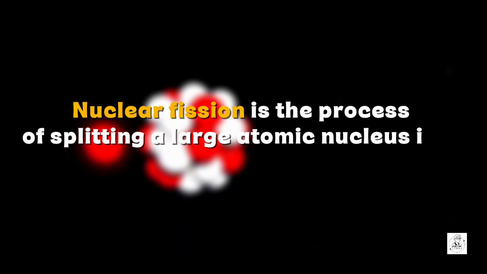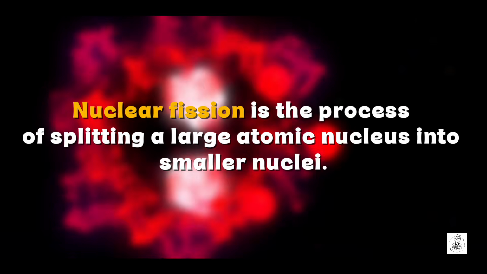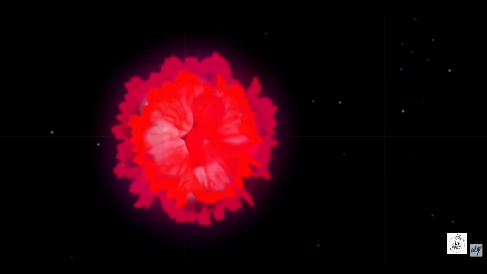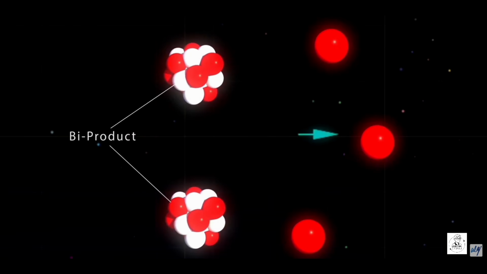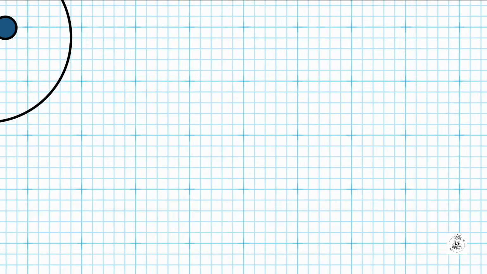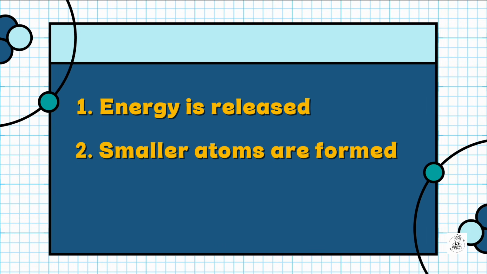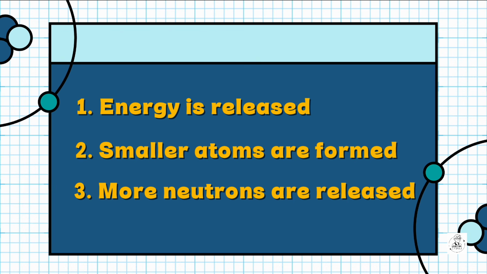Nuclear fission is the process of splitting a large atomic nucleus into smaller nuclei. This usually happens when a heavy atom like uranium is hit by a neutron. When it splits, three things happen. Number 1, energy is released. Number 2, smaller atoms are formed. And number 3, more neutrons are released.